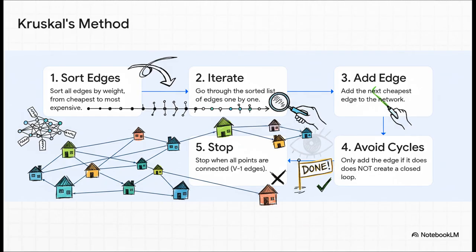Let's just walk through that one more time. Step one, and this is the most important part for Kruskal's, is to sort all the possible edges by their cost. Then, you just go through that sorted list and you greedily add the cheapest edge you can find, but only if it doesn't form a cycle. You just keep doing this until, boom, every single office is connected into one big network.